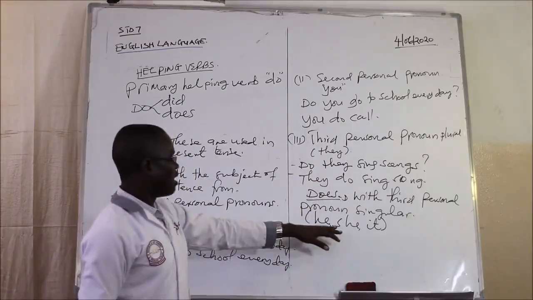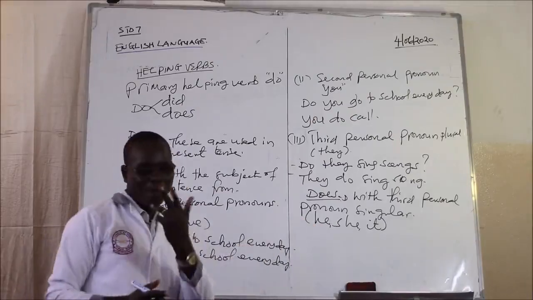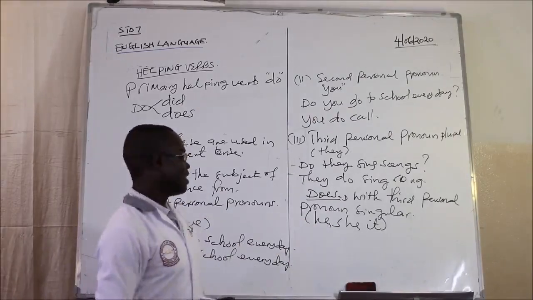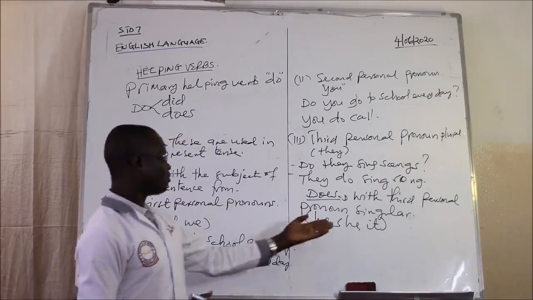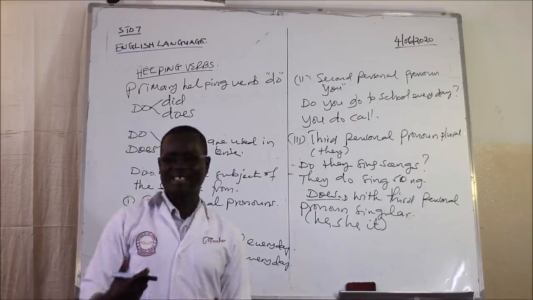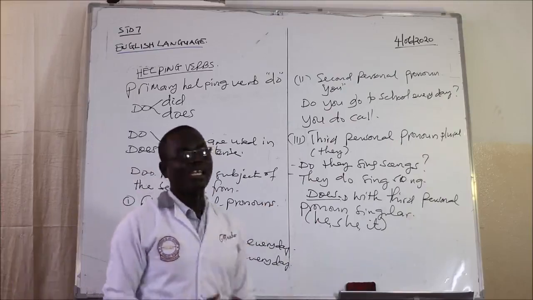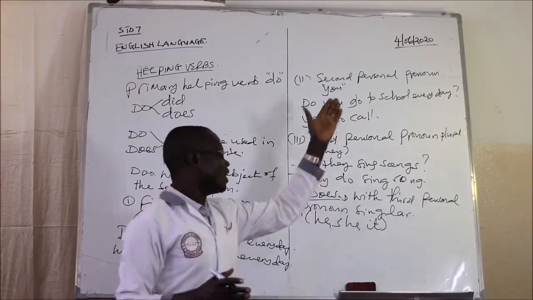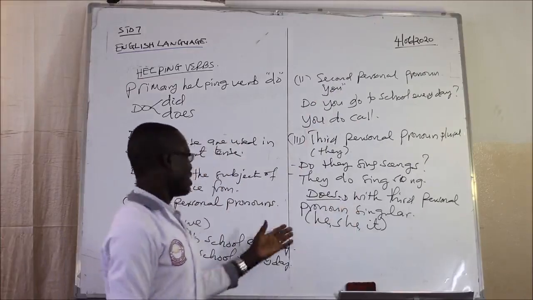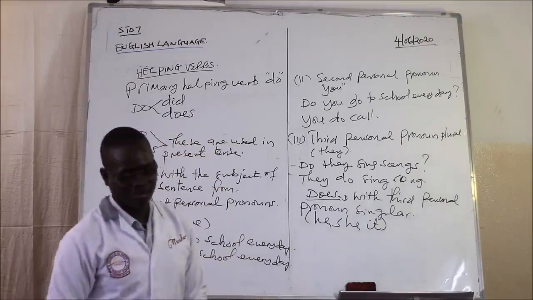If you have, let's say, two people of male gender, you will not say he, because they are many, you will say they. And again, if you have more than one person of female gender, you will not say she, you will say they are my sisters. So they is the representation of he, she, and it in plural form. In other words, he, she, and it are the singular forms of they.